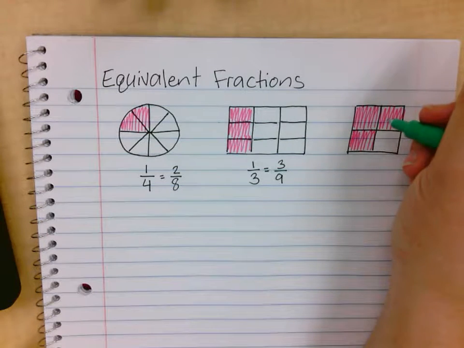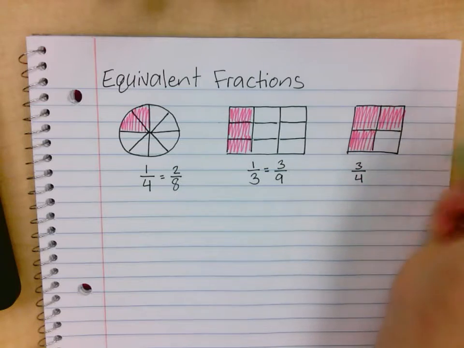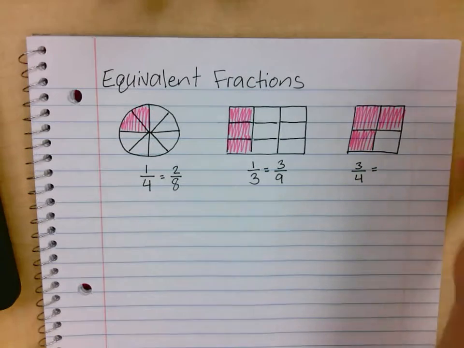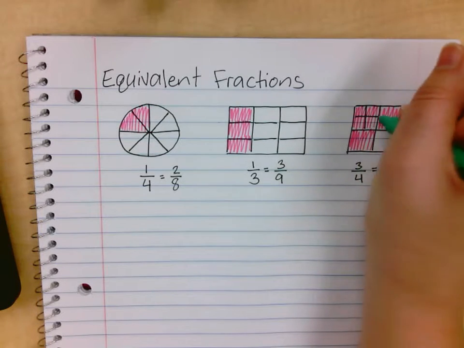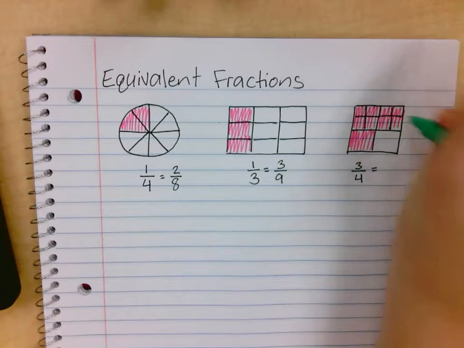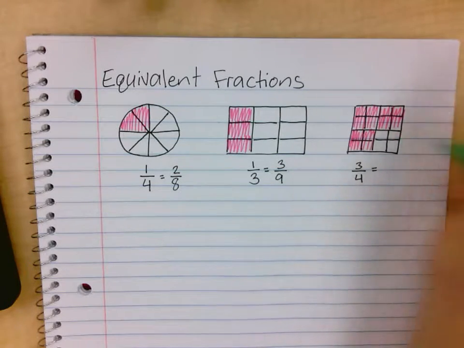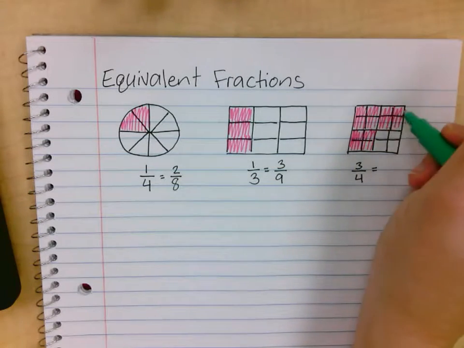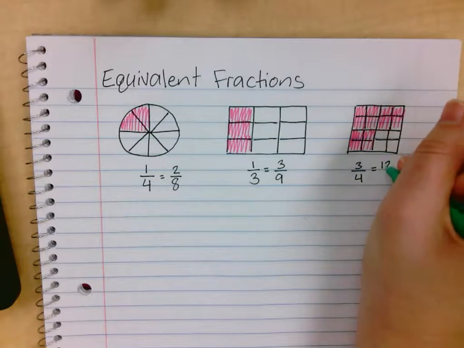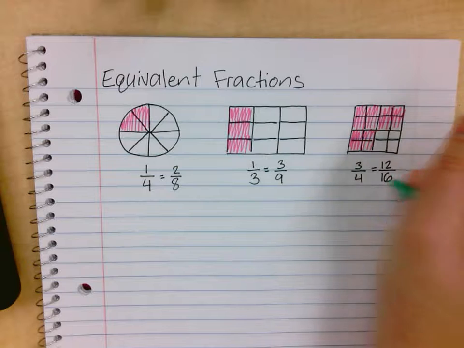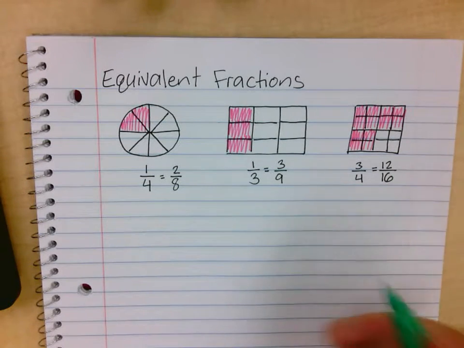Over here we could do the same thing. There's 3 shaded and there's 4 pieces total. So I'm going to take each one of these and I'm going to divide it into 4 pieces. So each of my 1 pieces is now being turned into 4 pieces. So now I have 4, 8, 10, 12, and there are 16 total. So 3/4 has the same value as 12/16.